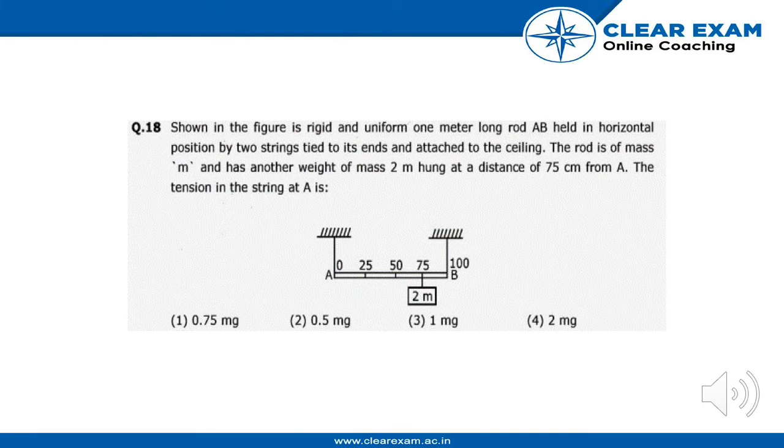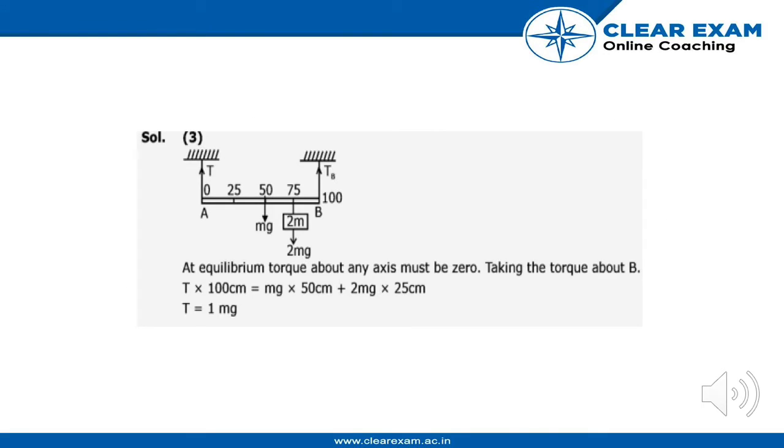Now let's move to the solution. We can see that the two ends of the rod are tied at points A and B to the ceiling, and at equilibrium the torque about any axis must be 0. Taking the torque about B, we have T into 100 centimeter is equal to mg into 50 centimeter plus 2mg into 25 centimeter. So therefore the tension is equal to 1 mg. This is our solution, that is the third option.